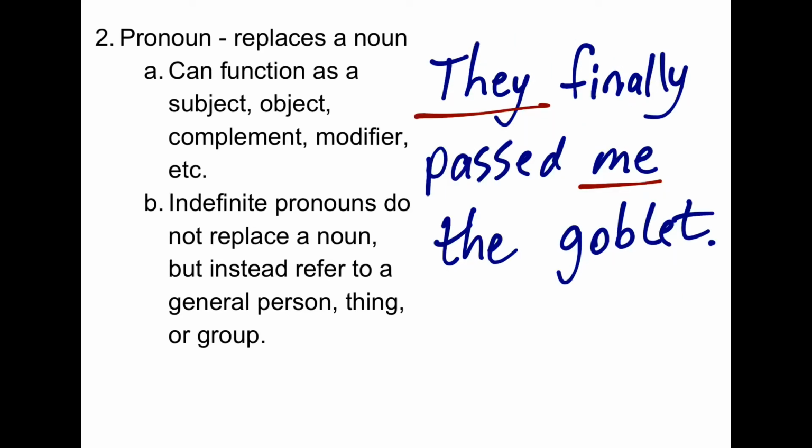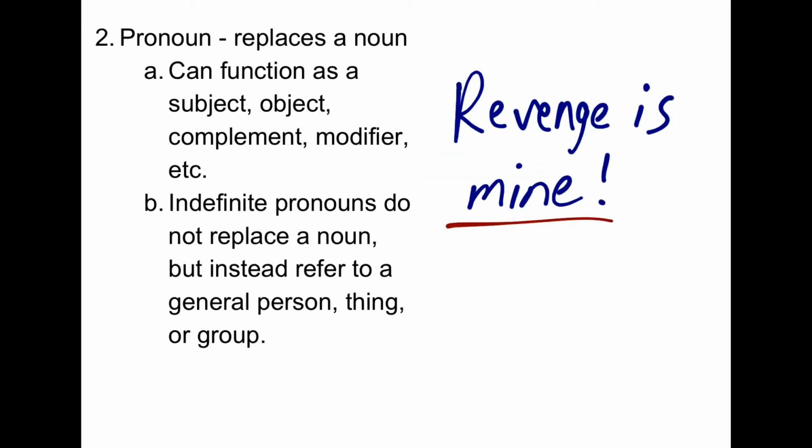In this sentence, there are 2 pronouns, they, the subject, and me, the indirect object, or the recipient of the goblet. When there are 2 objects like this in a row, me and goblet, this one is called the indirect object, where the goblet is the direct object. In a sentence like revenge is mine, mine is a pronoun, and here it's functioning as a complement, connected to a linking verb. So revenge is being linked to mine, which is a possessive pronoun.